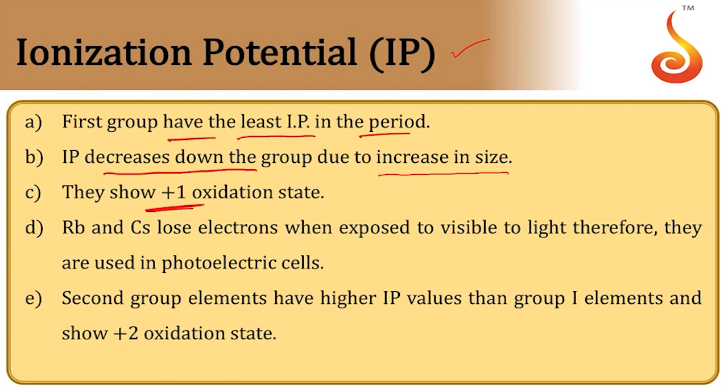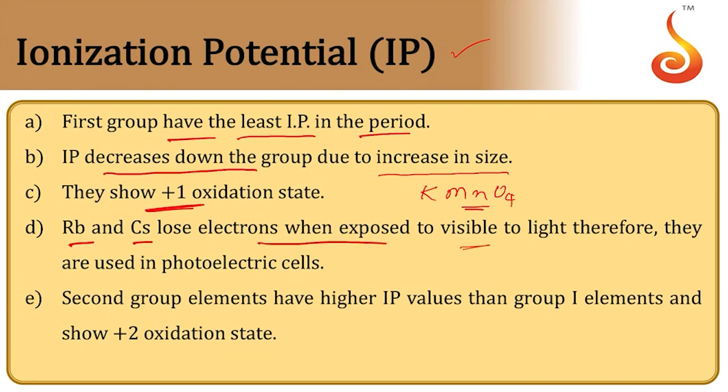In the +1 oxidation state, the compounds are colorless as well as diamagnetic in nature. Compounds such as potassium permanganate, KMnO4, potassium dichromate, and potassium chromate are colored. The color is because of the anions present in them. Otherwise, the compounds of first group elements are colorless and diamagnetic in nature.